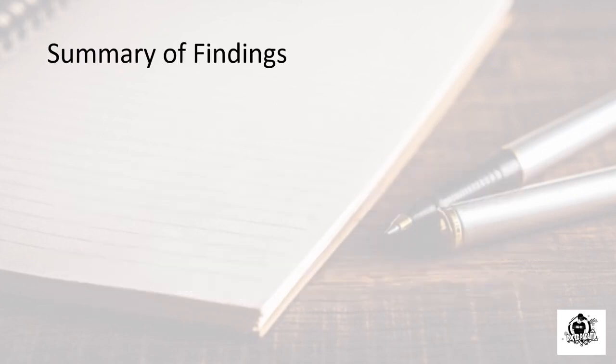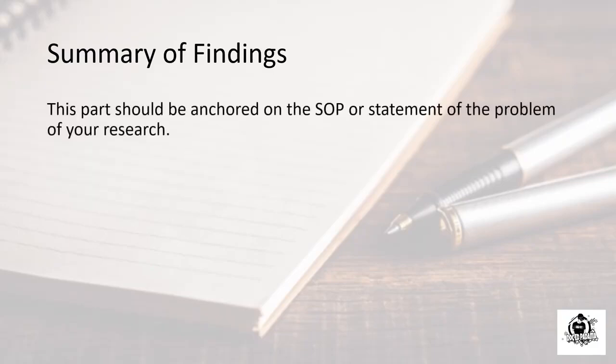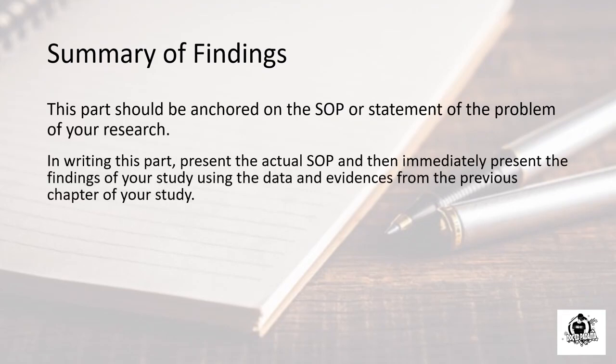Okay, the next part of your research is the summary of findings. So there are 3 points to remember in order to write this part of your research. First one is, this part should be anchored on the SOP or statement of the problem of your research. Second, in writing this part, present the actual SOP or statement of the problem and then immediately present the findings of your study using the data and evidences found from the previous chapter of your study.